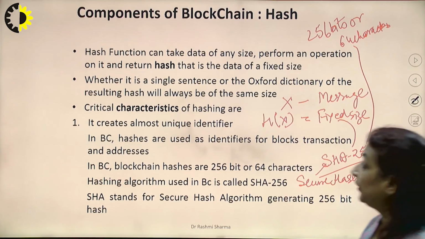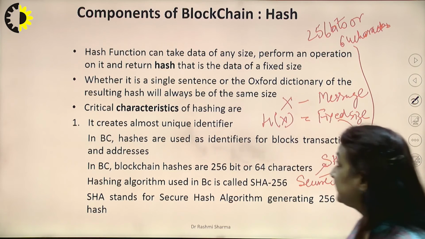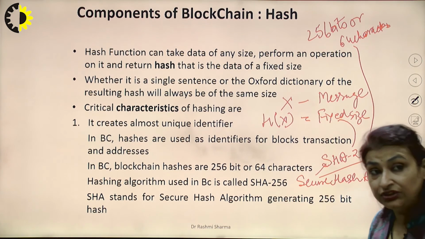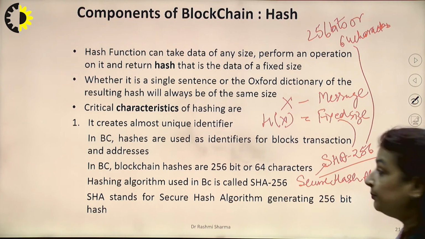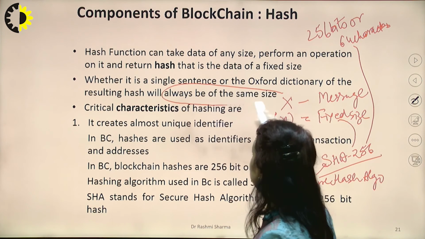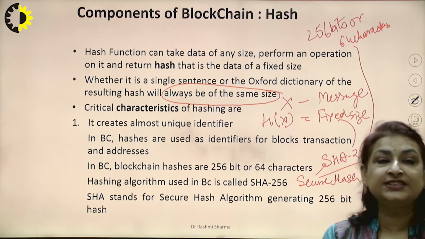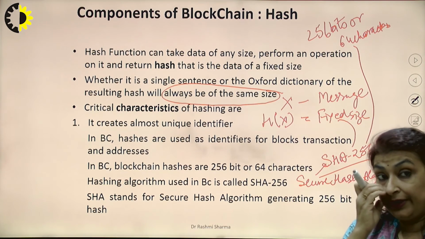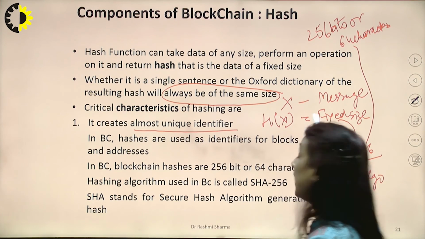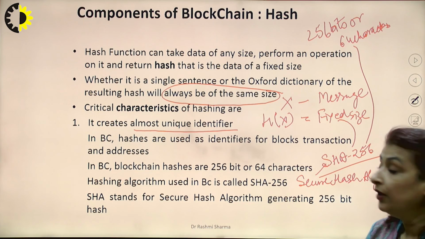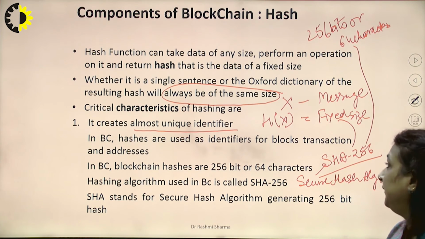Okay. So here, whenever it is a single sentence or the Oxford Dictionary, the resulting hash will always be of the same size. Here is the catch. The catch is it generates the same size. Okay. The critical characteristic is it creates an almost unique identifier. This is alphanumeric.